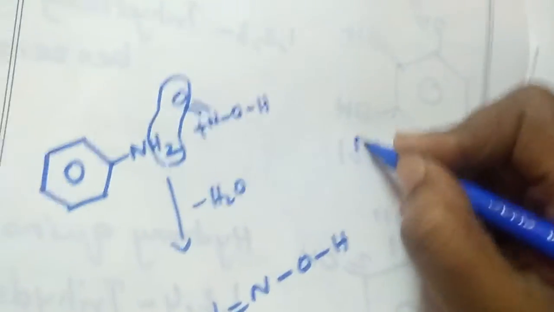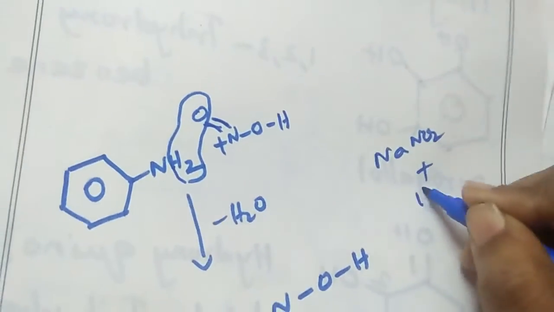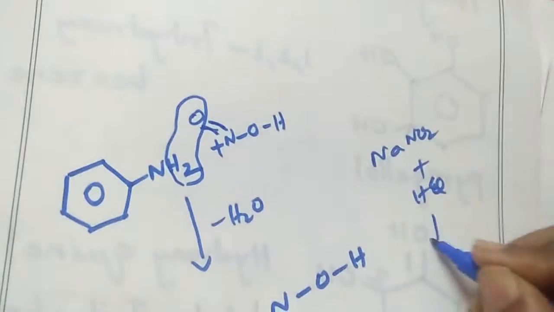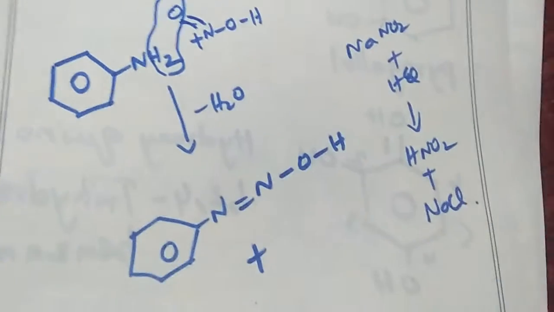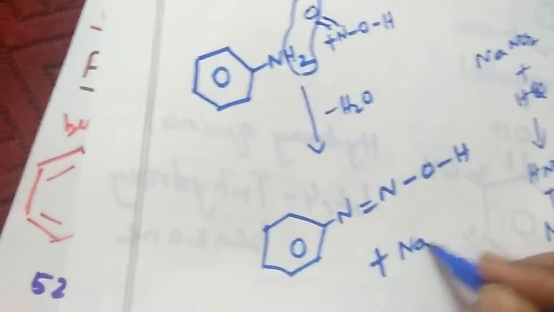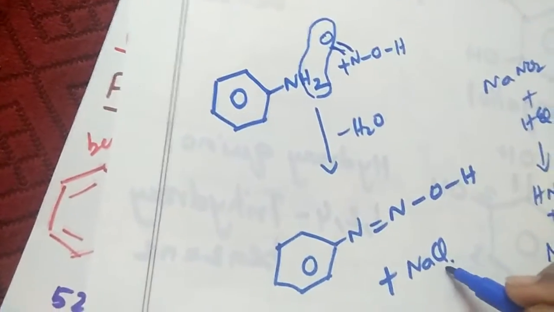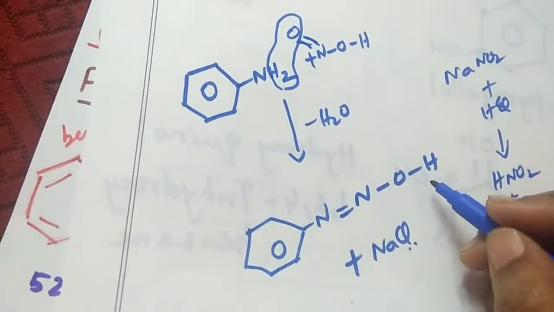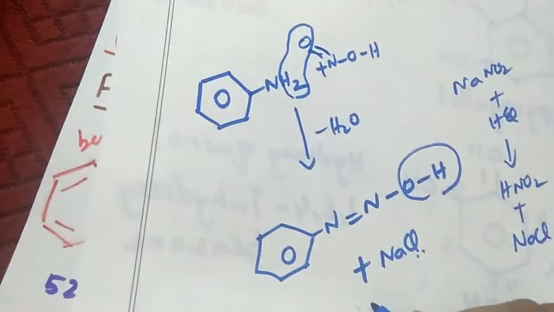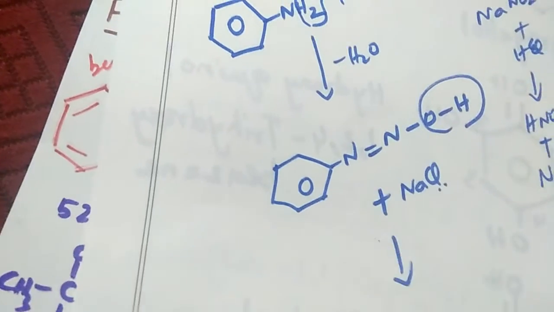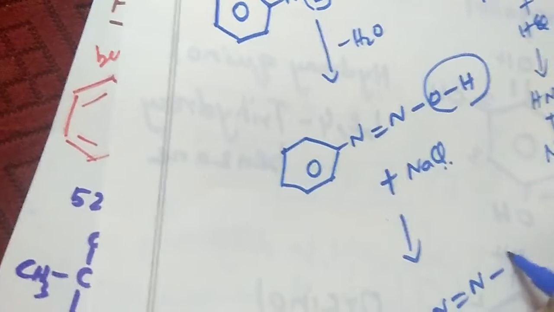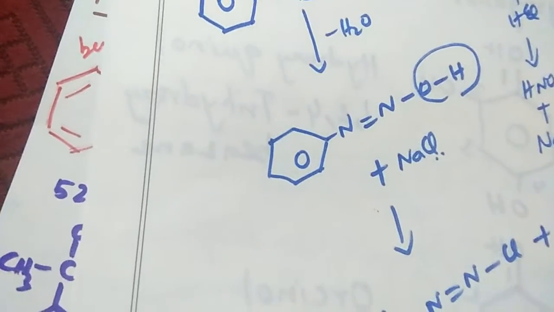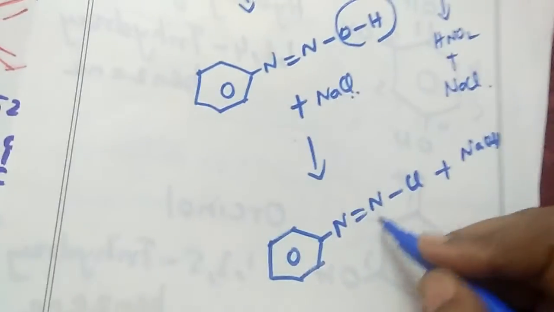When NaNO2 is treated with HCl in order to obtain HNO2, the byproduct will be NaCl. So this byproduct will be present in the reaction mixture. This Cl displaces this OH. So what will you get? N double bond N Cl plus NaOH. This is how benzene diazonium chloride is formed.